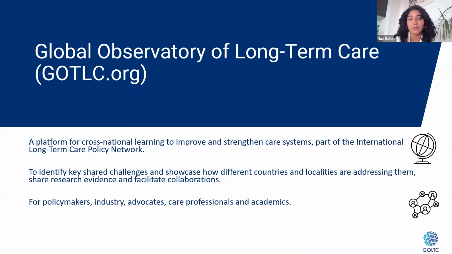The Global Observatory of Long-Term Care is an initiative of the International Long-Term Care Policy Network. The idea behind the observatory is to harness the collaboration that many of us had through LTC COVID and now focus on tackling the wider long-term care challenges. It aims to be a platform for cross-national learning, so to identify key shared challenges and showcase how different countries and localities are addressing them, to share evidence and facilitate collaboration. And this is an area open to anyone interested in long-term care, including policymakers, industry, advocates, care professionals, and academics.